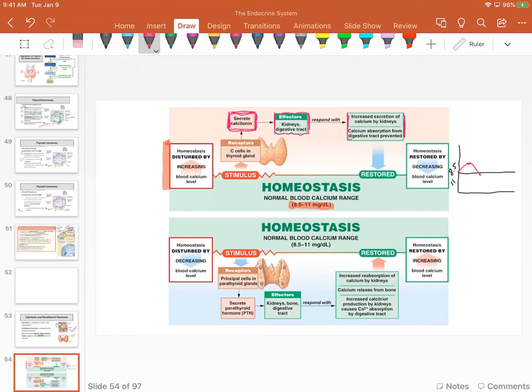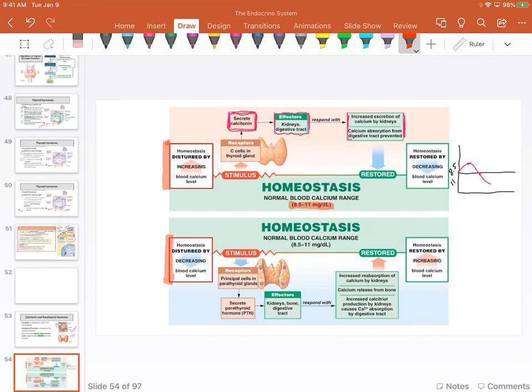Now I want you to imagine that we have a situation where we don't have enough blood calcium. That's a problem. If we don't have enough blood calcium, the heart's not going to contract as effectively. Skeletal muscle's not going to contract as effectively. Smooth muscle's not going to contract as effectively. We've got an issue here. So now what do we do? Well, let's go to the next part of this. If we are on the flip side, homeostasis is lost by a decrease in blood calcium level.